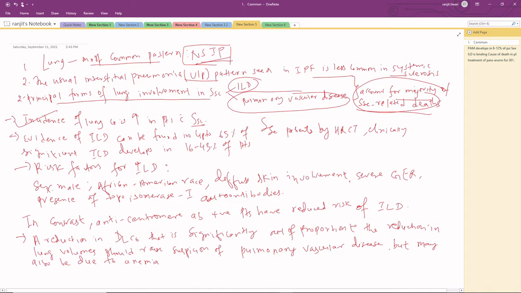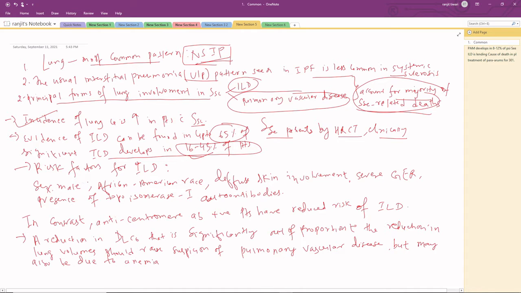Evidence of ILD can be found in up to 65% of systemic sclerosis patients. Note down, in 65% of systemic sclerosis patients evidence of ILD can be found by HRCT, but clinically significant ILD develops in 16 to 43%. Clinically significant means symptoms like shortness of breath and dry cough.